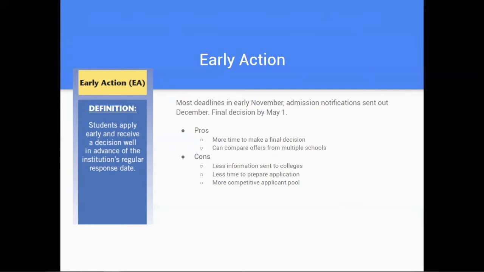There are a few colleges in the South that have even earlier October 15th deadlines, but most of the early action deadlines happen in November. And then students typically receive their admissions decisions sometime in December. Students can hold on to that and make their final decision of where they're attending by May 1st.